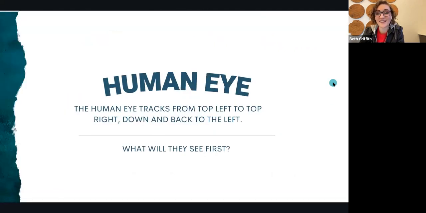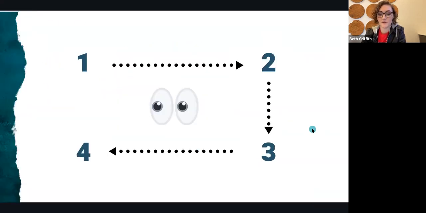Okay, so the first thing is you have to know what the human eye does. We are all focused on human beings. And so the human eye tracks from the top left to the top right, back down, and then back over to the left. And so whatever you put in the top left corner is what they're going to see first. You'll see the number 1, number 2, number 3, and number 4. So when you're designing a graphic or a website, you want to know that that is where their eyes are going to go so that you can actually direct what they're going to do.